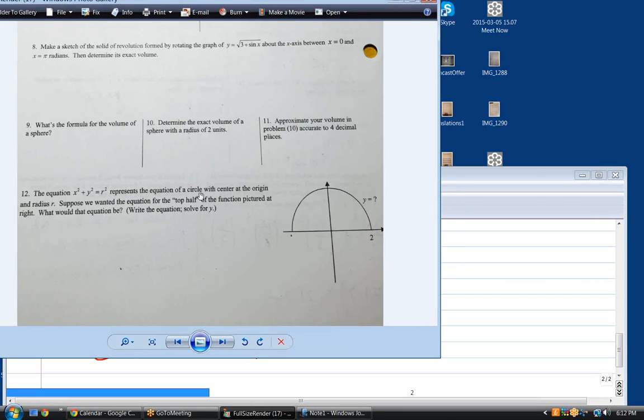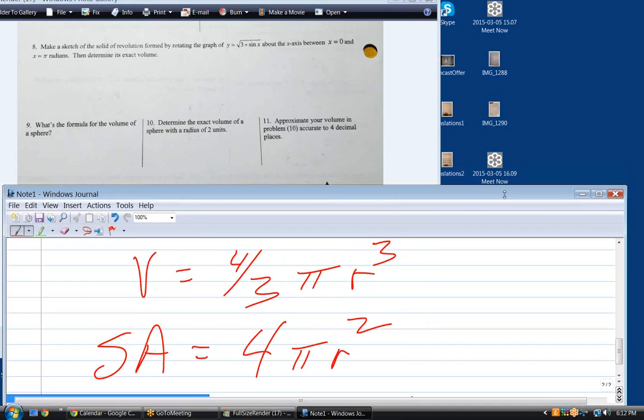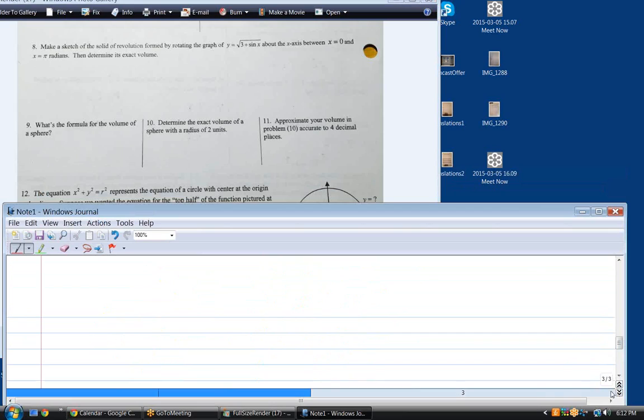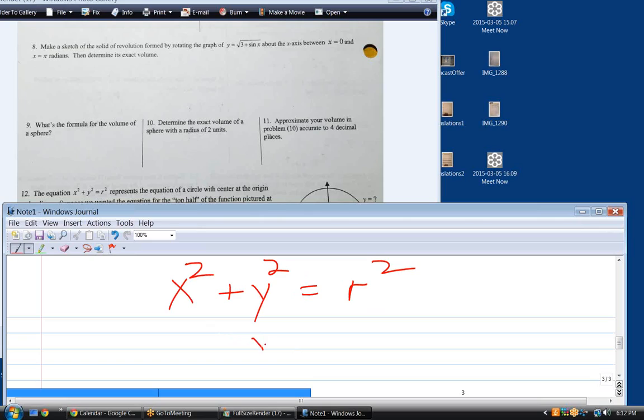Okay, that represents the equation of a circle, center at the origin. Suppose we wanted the equation for the top half of that function. What would that equation be? Solve this for y. What do you get? Okay, and now you take the square root of both sides. So there we've solved it for y.